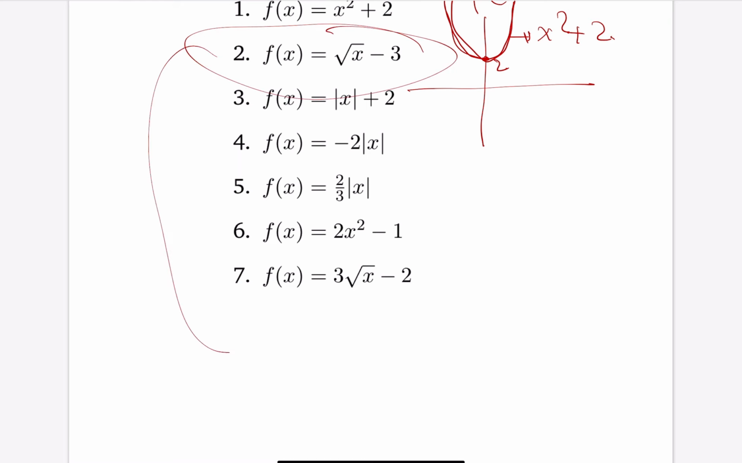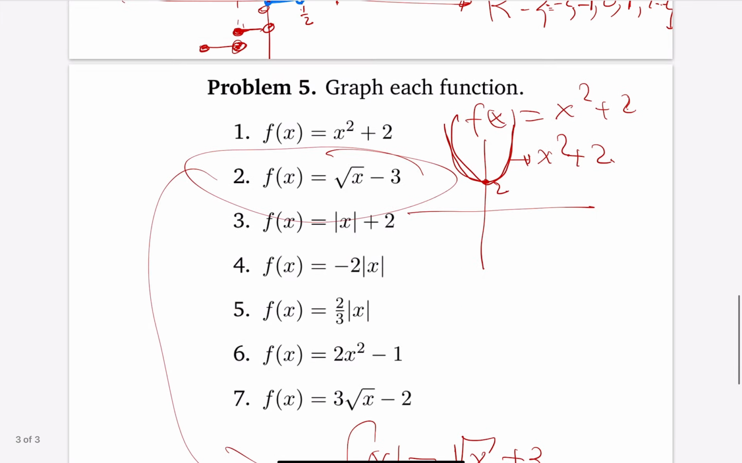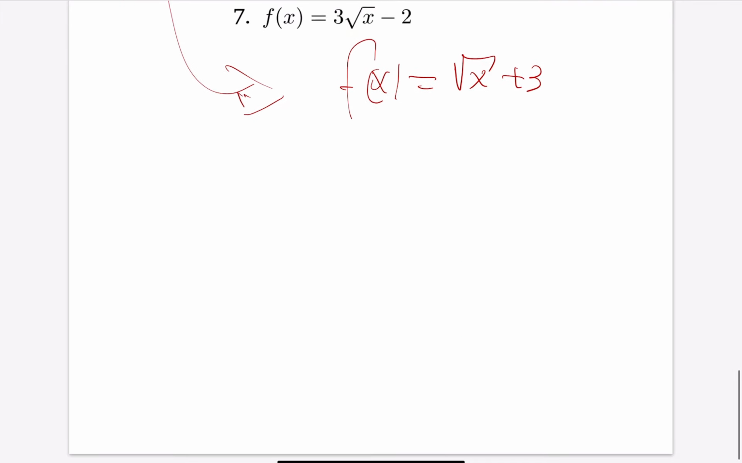Let's graph this one, okay? You have f(x) equals square root of x plus 3, is this one. So you know the square root is like this. That's the square root of x, okay? Now plus 3, remember plus 3 you have to go up to 3, okay? Here is 0. Plus 3 you have to go up to 3, and you have this one.